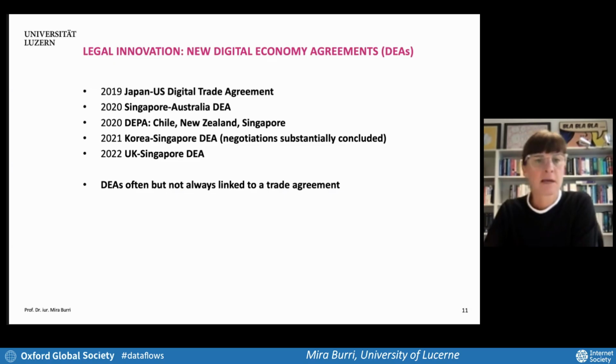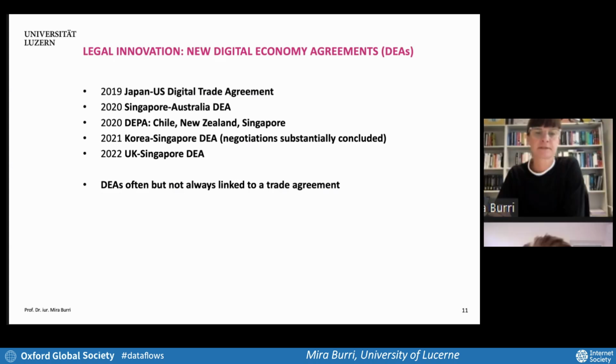And on top of that, as Susan mentioned, maybe not the best way to go forward, but we have seen some strands of legal innovation in the digital economy agreements, which have now become the latest trend in this digital trade landscape, with the UK-Singapore digital economy agreement being the last one. And here, what is perhaps interesting to point out for the trade experts, is that not all of them are necessarily linked to a trade agreement. So the Digital Economy Partnership Agreement between Chile, New Zealand and Singapore is not. However, the rest are really part of a trade deal. And this, of course, has implications for the enforceability of these different types of agreements.